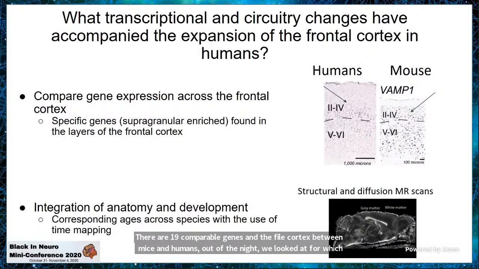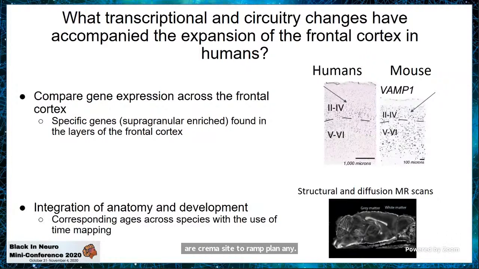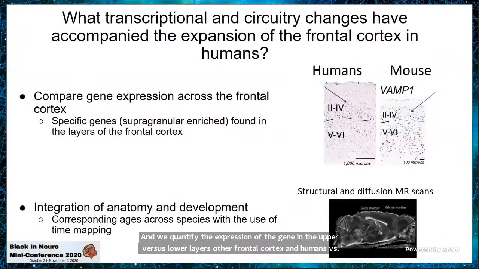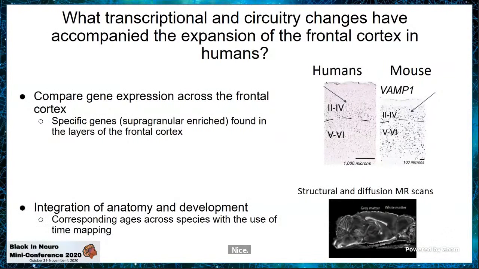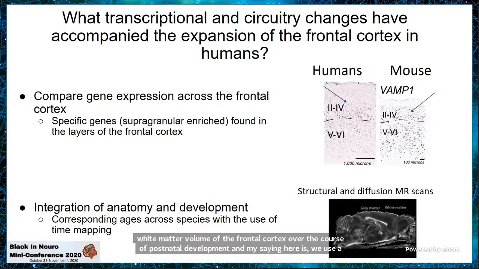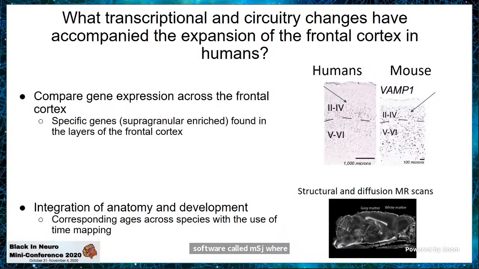Secondly, we're looking at the integration of anatomy and development, which is what you see here. We measure the white matter volume of the frontal cortex over the course of postnatal development in mice and in humans. We use a software called ImageJ where we measure the white matter to compare the expansion of the frontal cortex of humans relative to mice in development. FA is a measure of connectivity in the brain and reflects the myelination in white matter. We're able to study the developmental time course of the supergranular-rich genes with a time translating model, which I'll explain more in detail later in the presentation.